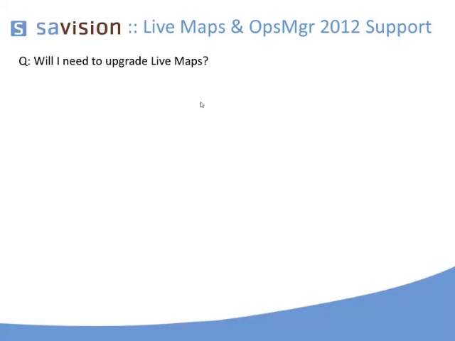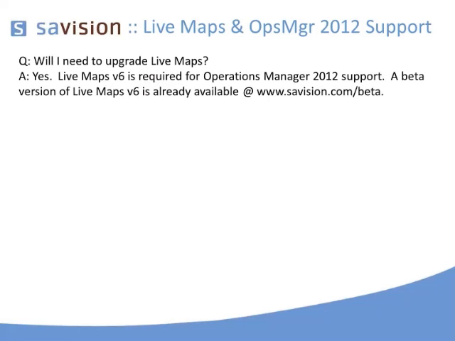Will I need to migrate or upgrade Live Maps? Yes, Live Maps v6 is required for Ops 2012 support. A beta version is available. I've actually been using that beta, and it seems to be really functional. I haven't had any problems with it yet. So, good question on that one.